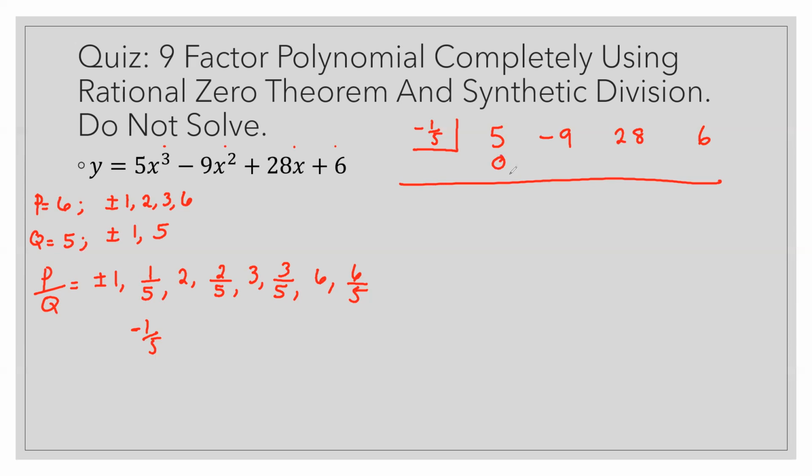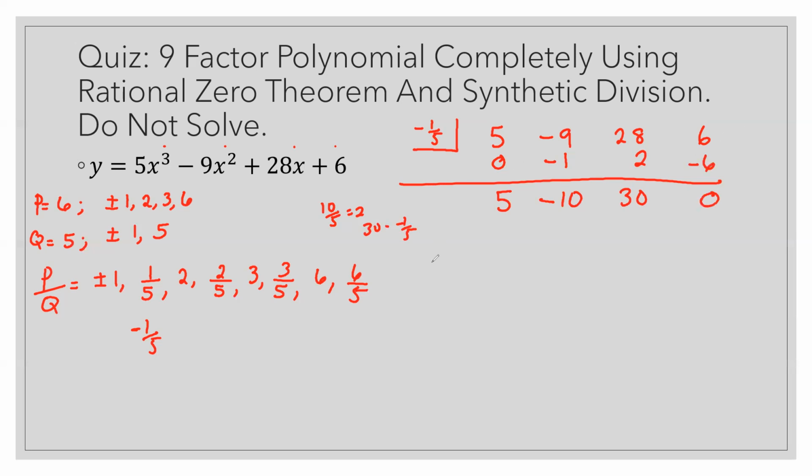Placeholder under 5, so that's 5 plus 0 is 5. 5 times -1/5 is -1. And then -9 and -1 is -10. -10 times -1/5 is positive 2. 28 plus 2 is 30. 30 times -1/5 is -6, which gives you a remainder of 0.